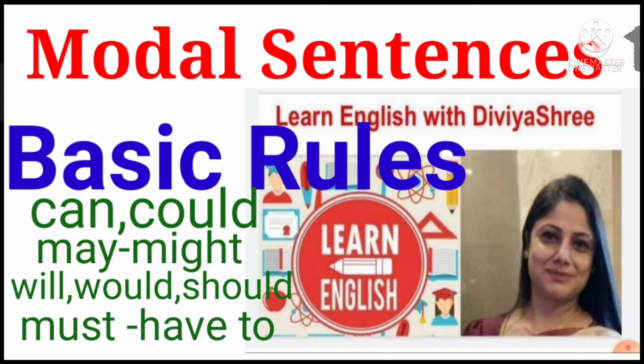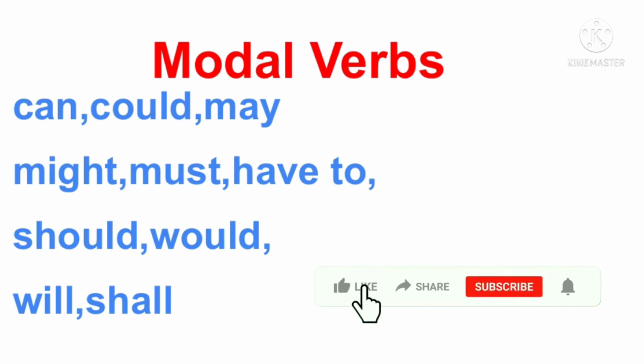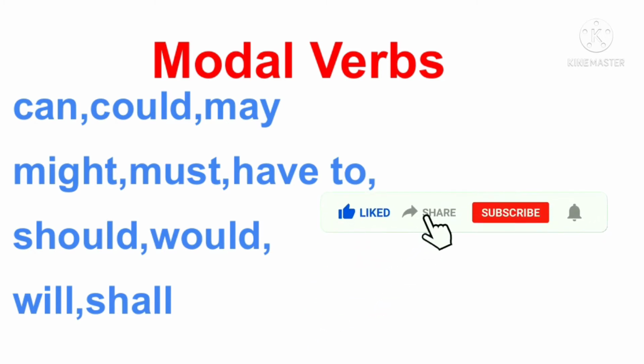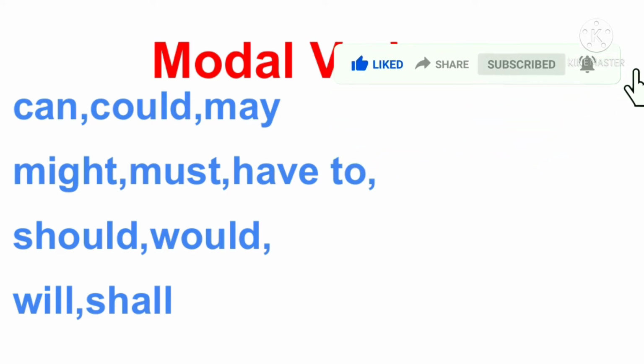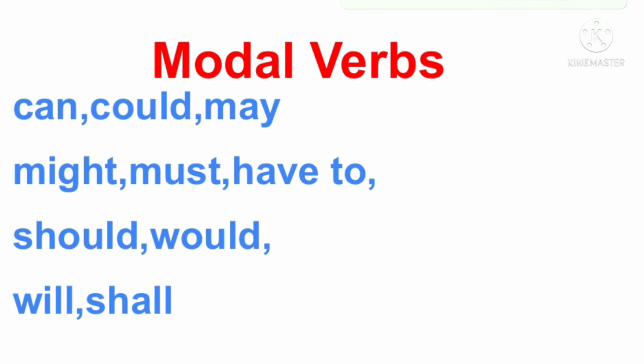Today I will teach you 3 basic rules on how to use modal verbs in modal sentences. There are mainly 3 rules that are very important to understand to frame correct sentences when you are using modal verbs. The modals which we are going to use are can, could, may, might, must, have to, should, would, will, shall. These are all modal verbs.